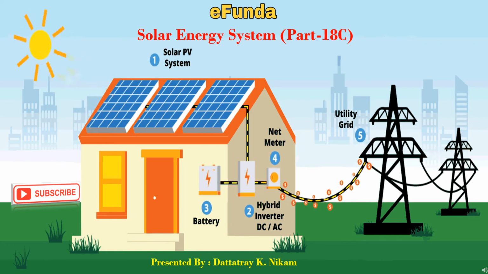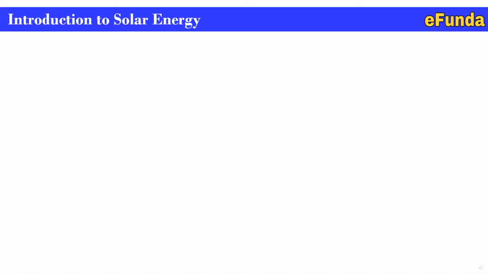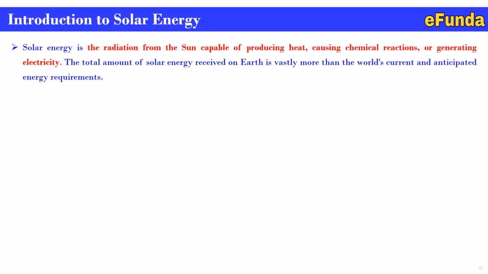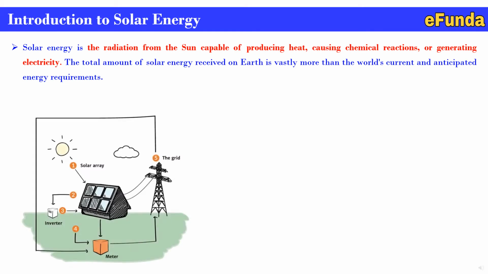Let's begin with our today's topic, that is Solar Energy System Part 18C. Introduction to solar energy. Solar energy is the radiation from the sun capable of producing heat, causing chemical reactions, or generating electricity. The total amount of solar energy received on Earth is vastly more than the world's current and anticipated energy requirement. One can see the typical sketch where solar array, inverter, then the meter and the grid is shown.